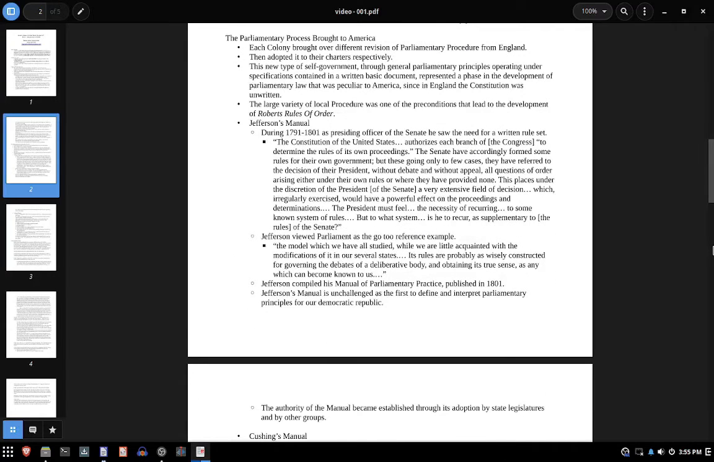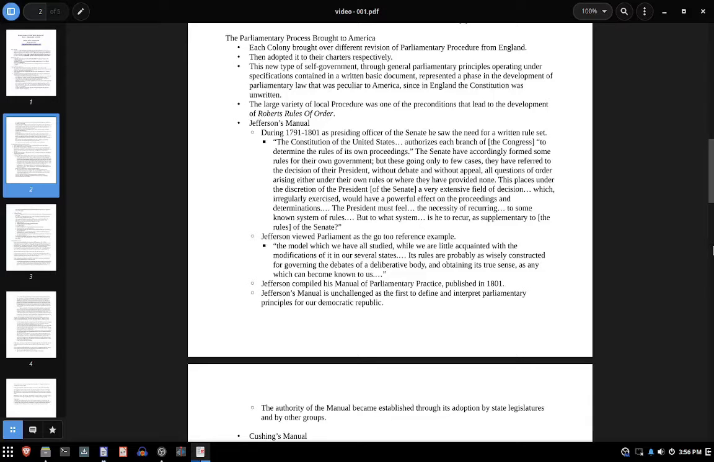Then, we get to parliamentary procedure being brought to America. Each colony brought over, at different times, the latest and greatest parliamentary procedure. And then we had to adapt it to our local charters. Some charters allowed for this, some charters allowed for that. And this new type of self-government was particular to America because England had an unwritten constitution, and we were operating more as corporations. Now, this large variety of procedure was one of the conditions that led to the development of Robert's Rules.